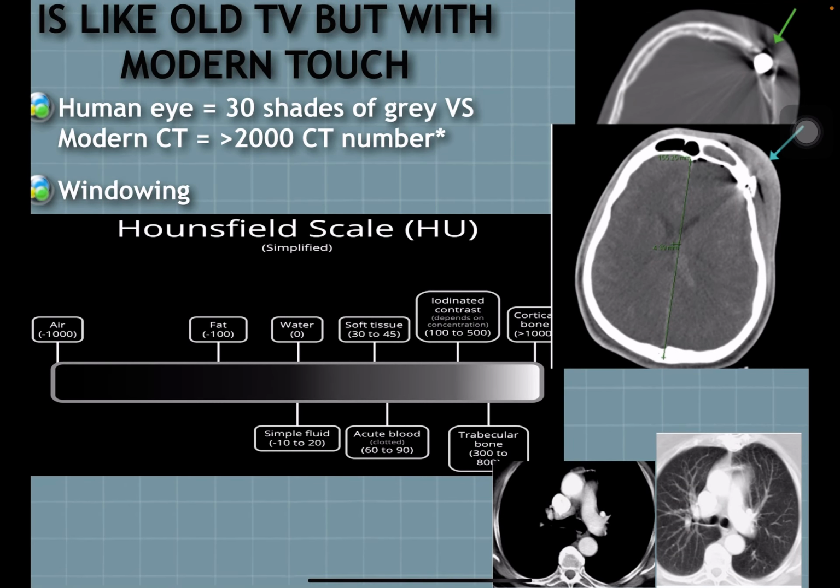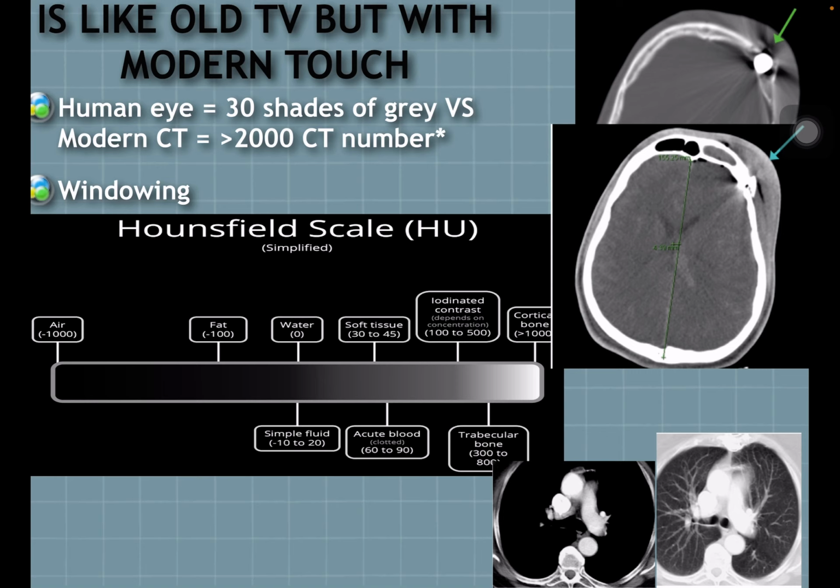The data acquired from the CT scan is then computed and scaled to a numerical value, or Hounsfield unit. Each number, or each HU, represents a shade of grey. Our human eye can differentiate 30 shades of grey, compared to the modern CT, which can differentiate more than 2000 CT numbers or HU. So this scale represents the different shades of grey we see from CT.